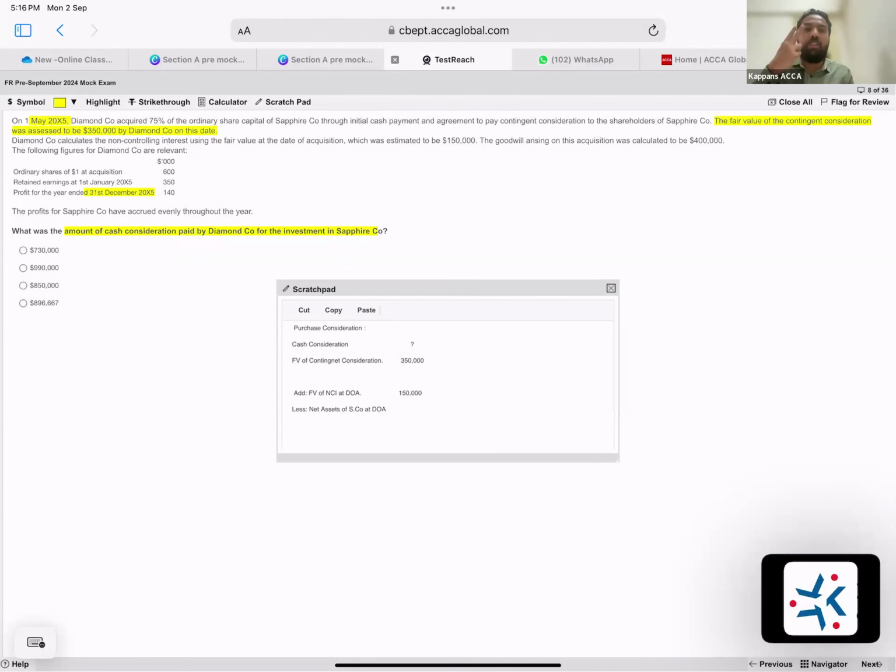In this question, they have given two pieces of information. One, ordinary shares is 600,000. So share capital or shares is 600,000, and then retained earnings. Now you have to be very careful. We need to find out retained earnings at the date of acquisition.